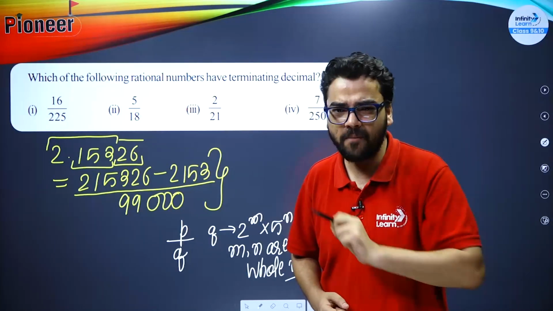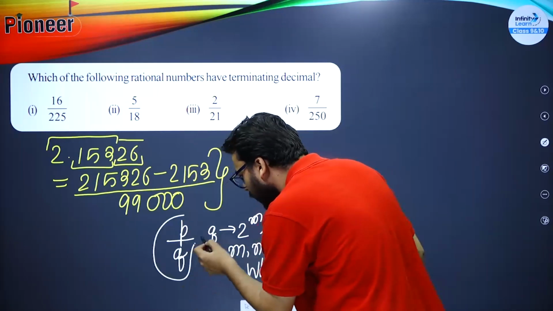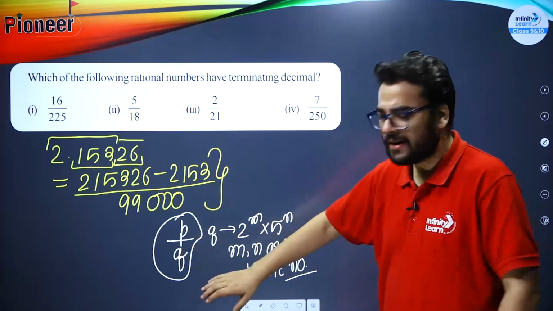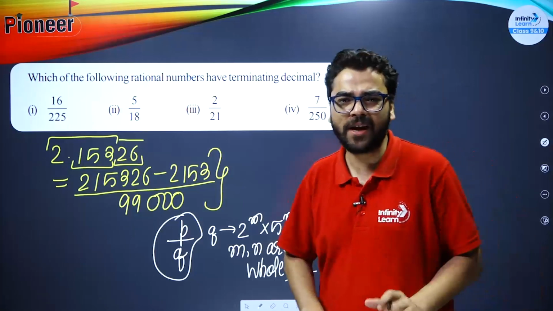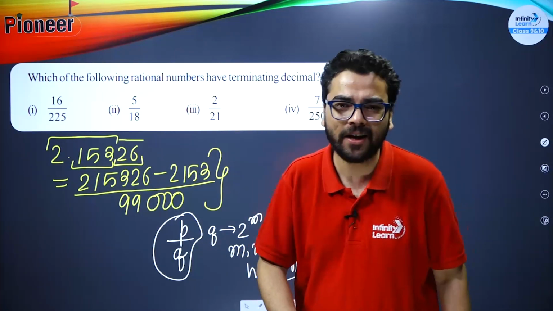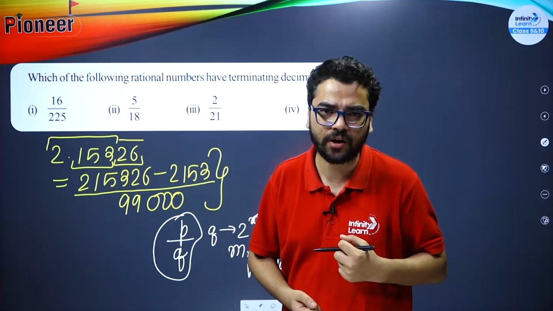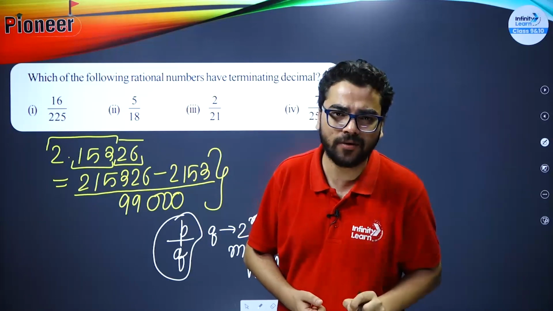But one thing is very important. First, you have to make sure that it is in the simplified form. Make sure that maximum simplification is done. Then only you can judge whether it will have a terminating decimal representation or non-terminating decimal representation. So first simplify, then you have to decide.